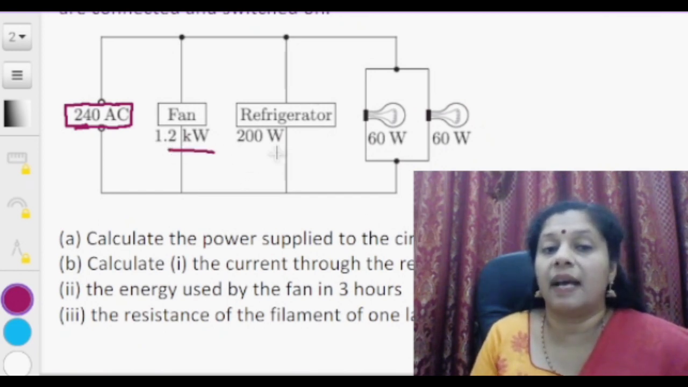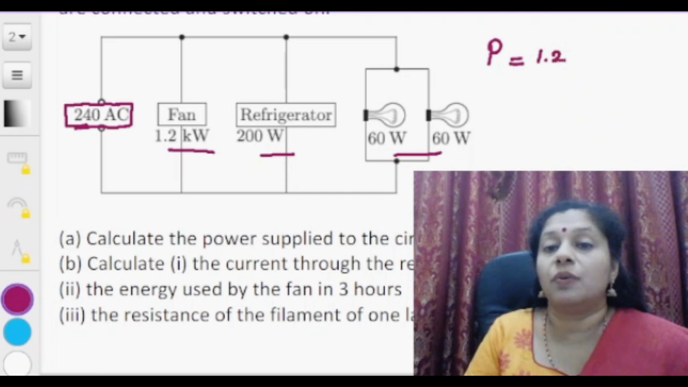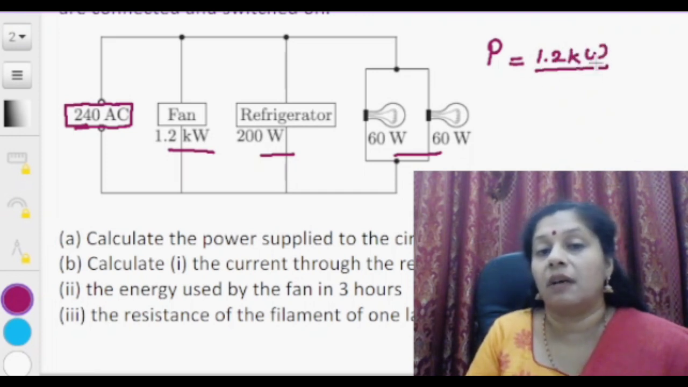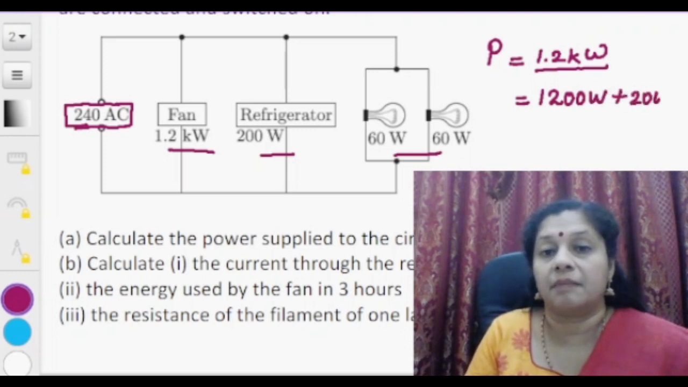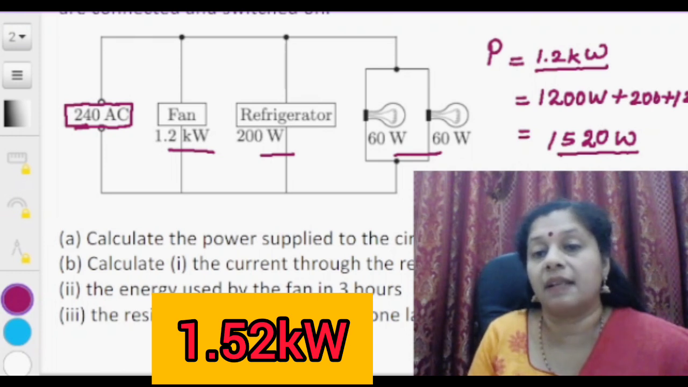So for power, we just have to add the total power in the circuit because they are all in parallel. So we can say that total P will be 1.2 kilowatt, but we have to transfer it into watt because the rest are all given in watt. So we can multiply by 1000. So it will become 1200 watts plus 200 plus 120. So what is the total number? 1520 watts, or we can say 1.52 kilowatt.